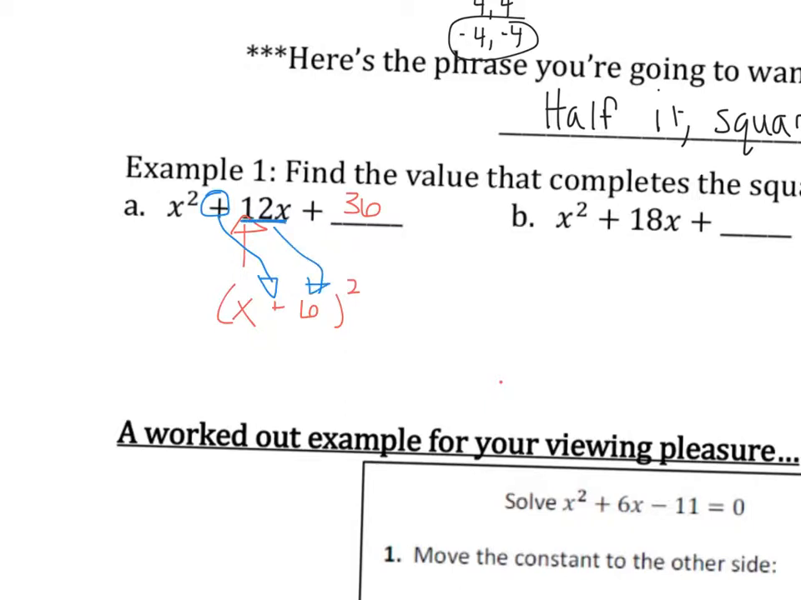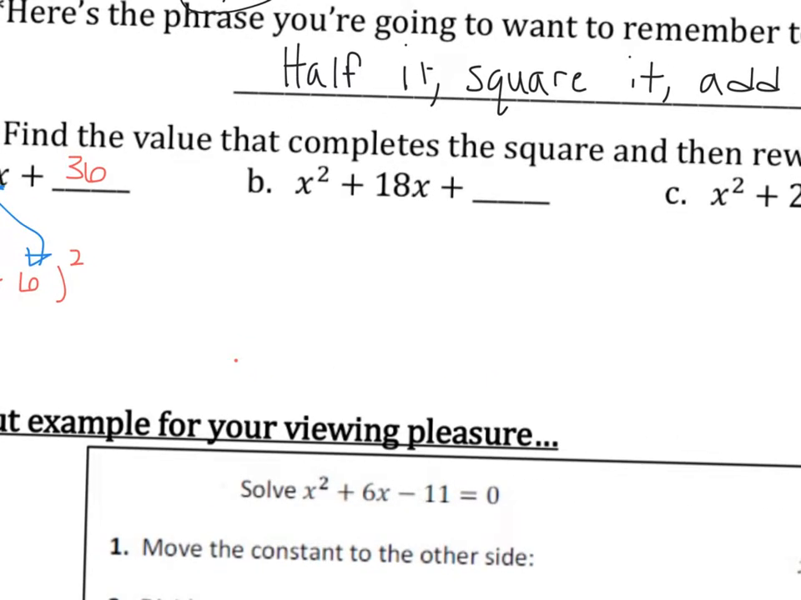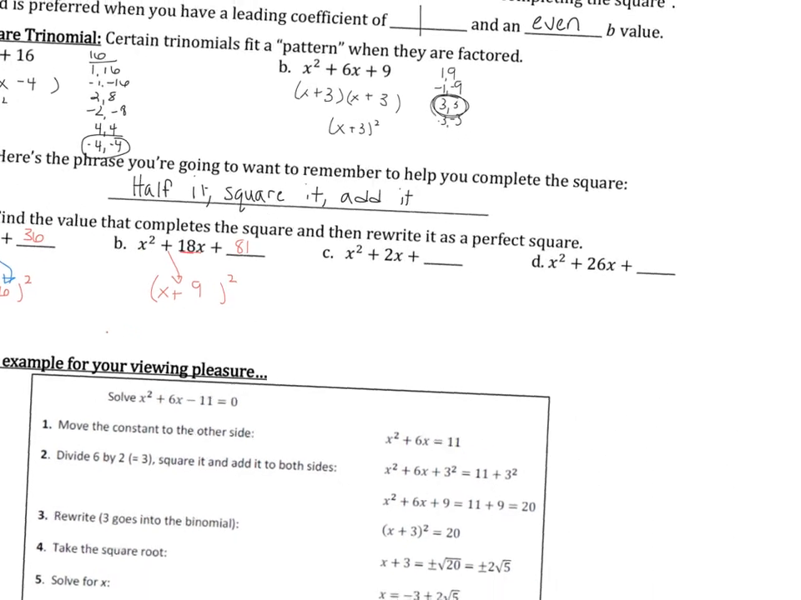So let's take a look at B, and we'll do the same thing. We're going to half this. 9 squared is 81. And then we're going to factor it. We're going to bring down our variable, bring down this sign, and then we are going to half that middle number. That's going to go here. So x plus 9 times x plus 9. 9 times 9 gives us 81. 9 plus 9 gives us 18. So it works great for us.